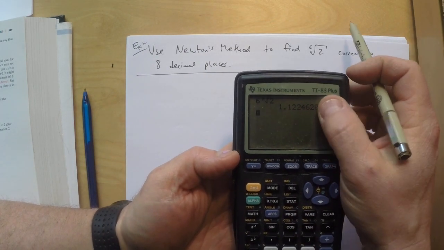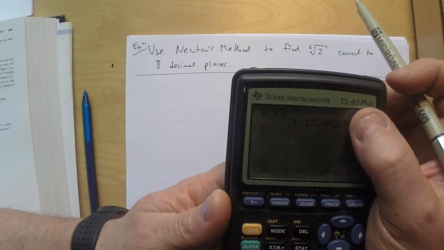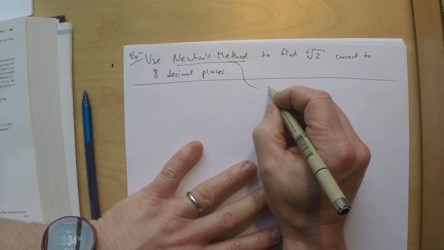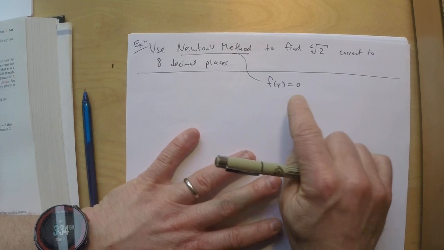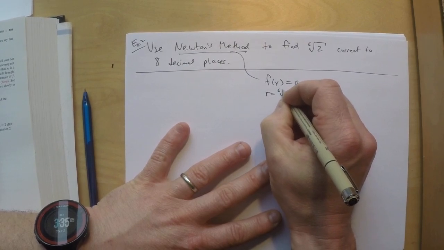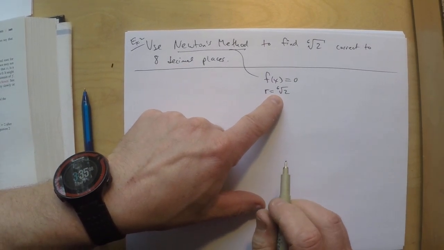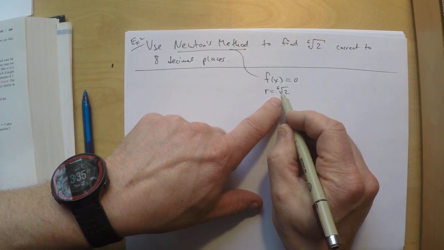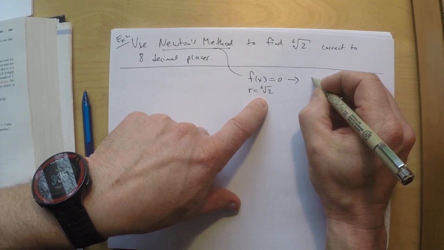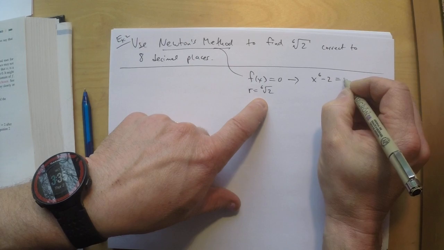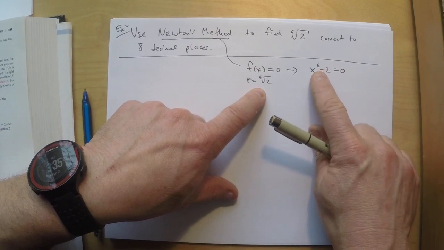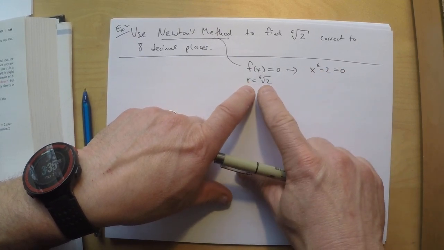I want to get to that answer with 8 decimals of accuracy without the 6th root button. So to use Newton's method, we need to think about a function that will equal 0, such that the roots to it are this. So you have to think about what equation would have the 6th root of 2 as its root. And if you think about it for a minute, that must be x to the 6th minus 2 equals 0, because if you solve that algebraically, you'd add the 2 over, take the 6th root. So we know this equation is going to have this answer.